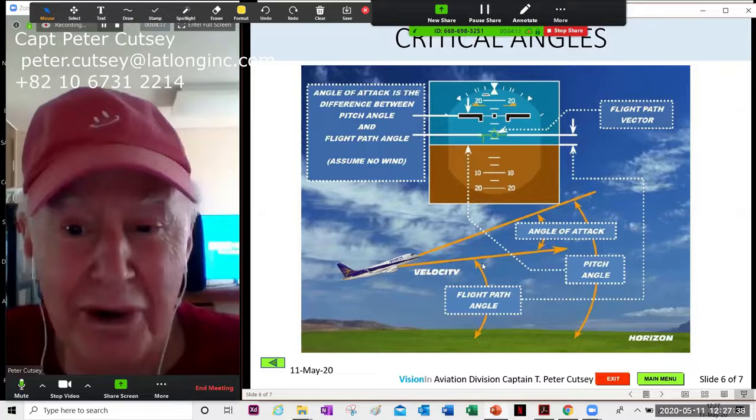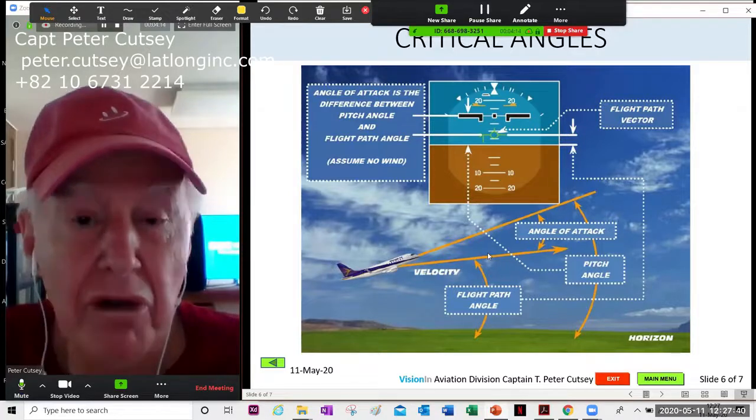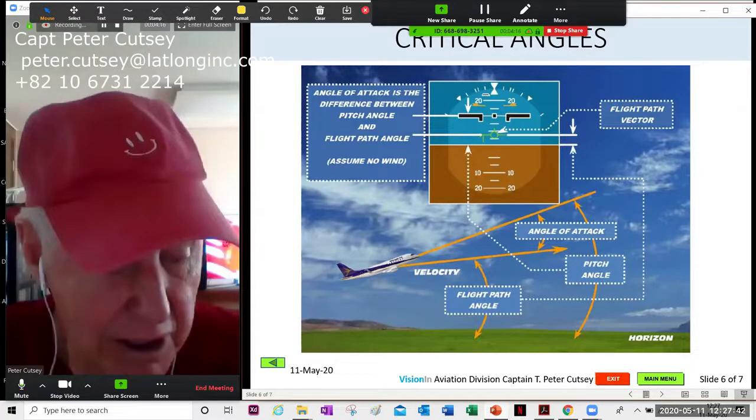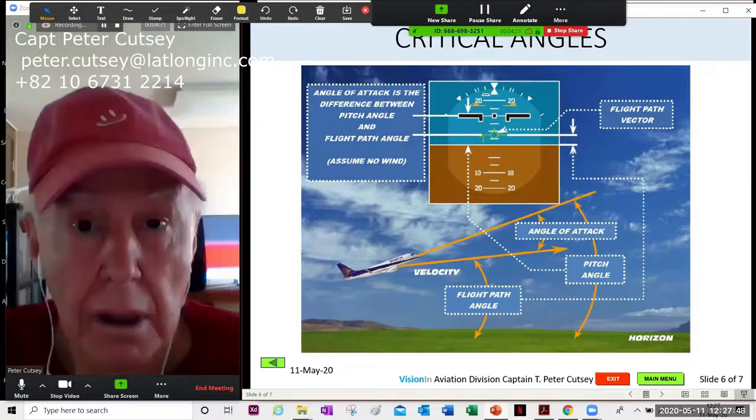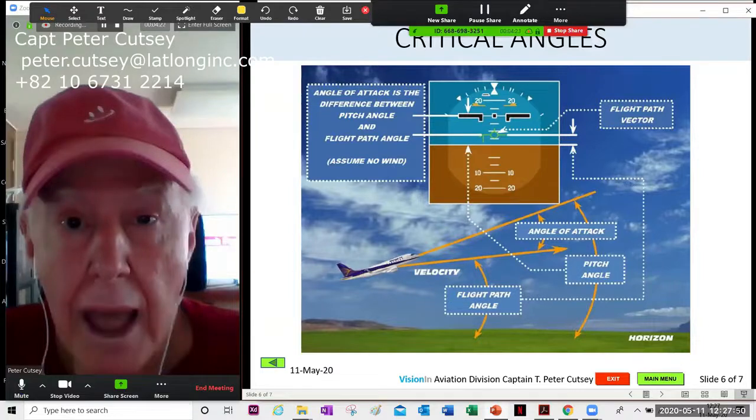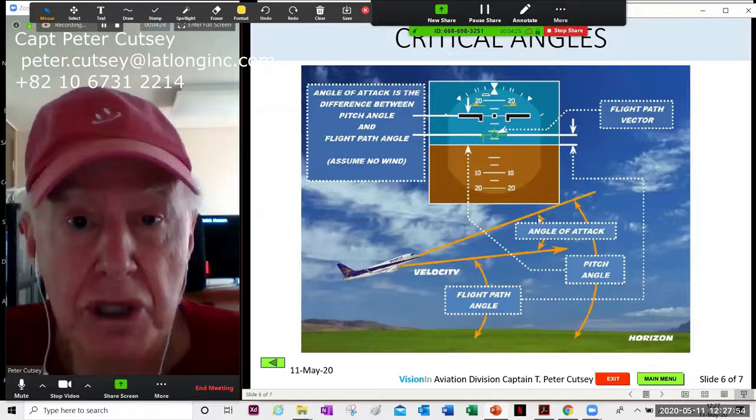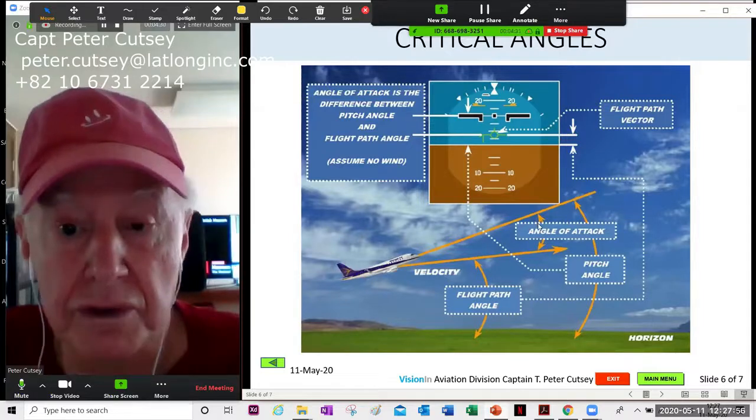So the angle between the flight path angle and the pitch angle is called the angle of attack. So the angle of attack is the difference between those two angles. Well, there it is here.